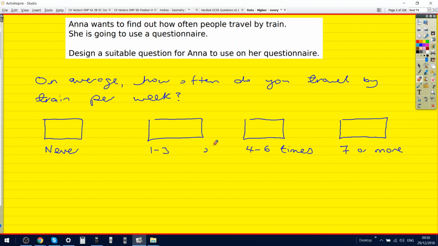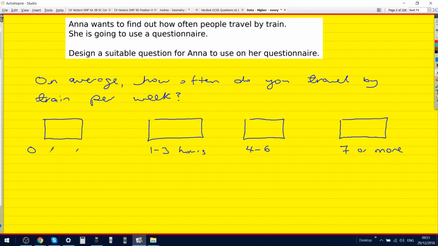So I'd maybe say 1 to 3 hours, and then this one I wouldn't say never. I'd just say 0 hours. There's nothing wrong with doing 0 to 1, but fine. 1 to 3 hours, 4 to 6 hours, and then 7 or more hours.